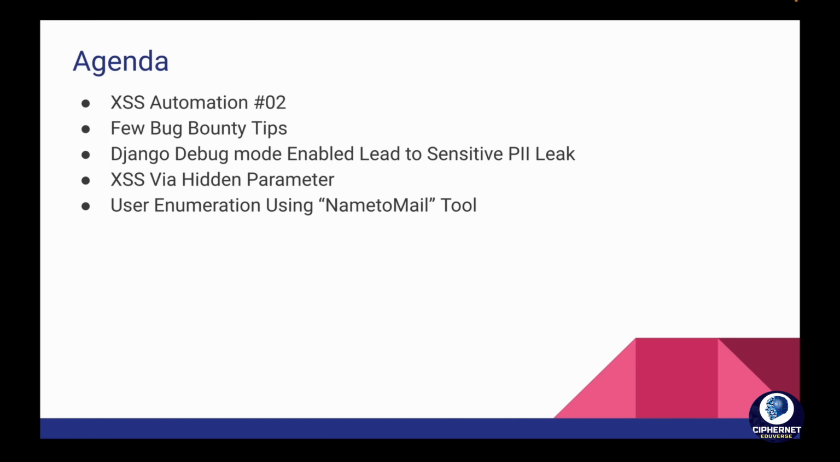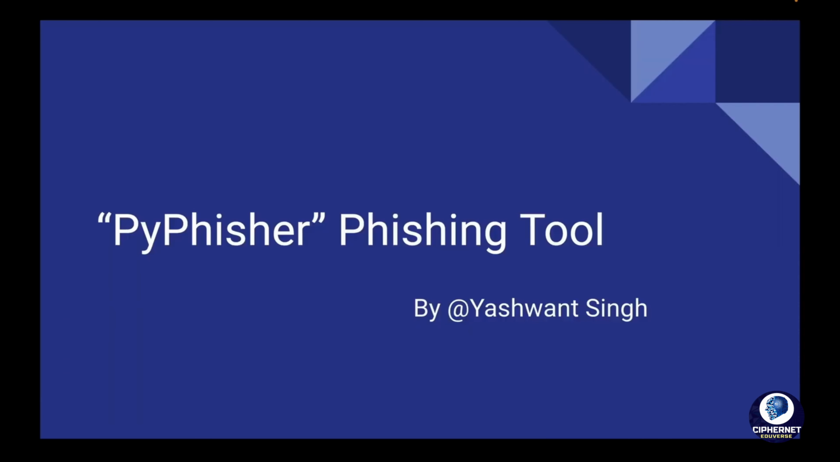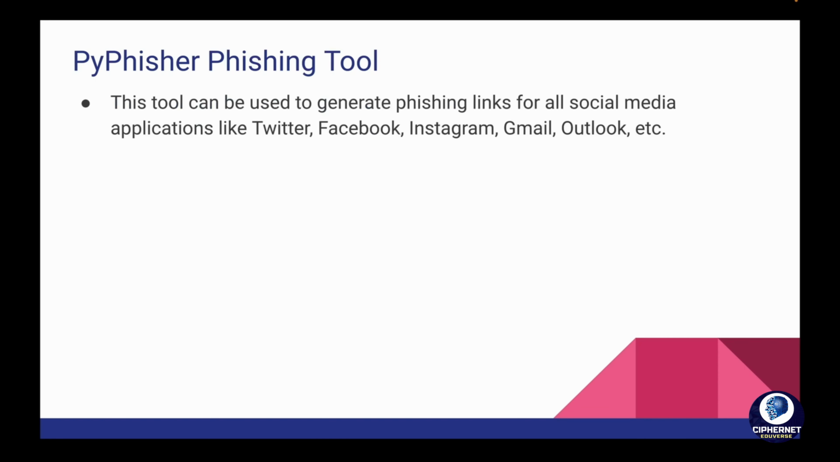Yeah, so let's get into the topic. The first topic is the PyFisher phishing tool. So basically, what is PyFisher? This is a tool which can be used to generate phishing links for all social media applications like Twitter, Facebook, Instagram, Gmail, Outlook, Yahoo, etc. You can download, install and run it locally, or you can also use the Docker containers of PyFisher. And let's get into the demo.